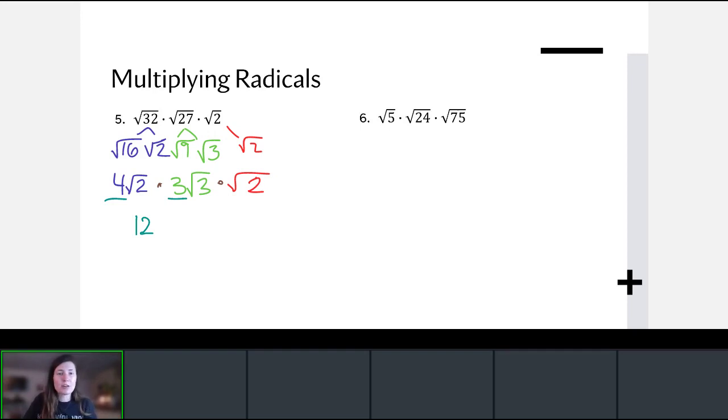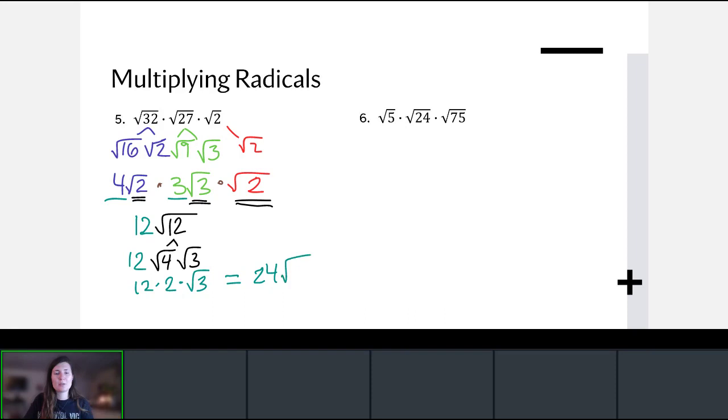Then we're going to multiply all our values under the root. So we'll get root 2 times root 3 times root 2. So 2 times 3 times 2 is 12. So we end up having the square root of 12, and that can get broken down. The square root of 12 breaks down into 4, root 3. We still had that 12 out front. So this ends up being 12 times 2 times root 3. And we get 12 times 2, 24 square root 3.